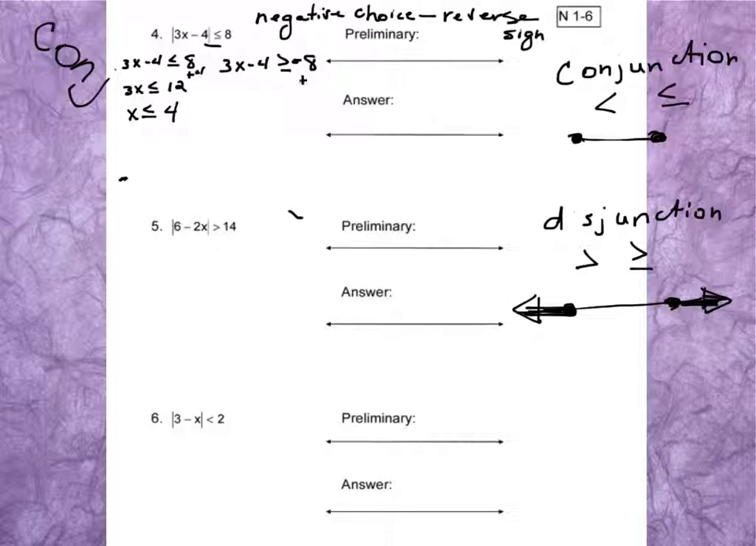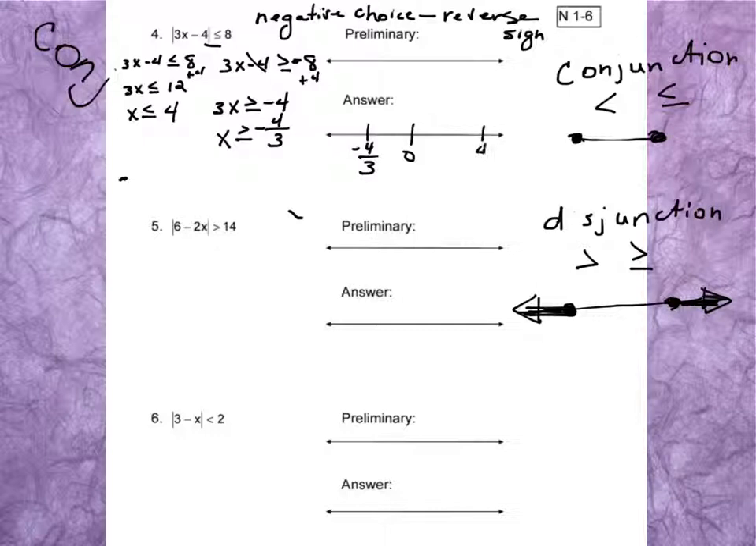Add 4 to both sides. So you have 3x is greater than or equal to negative 4. Dividing by 3, x is greater than or equal to negative 4/3. So you have negative 4/3. And up here at the other end you have a 4.